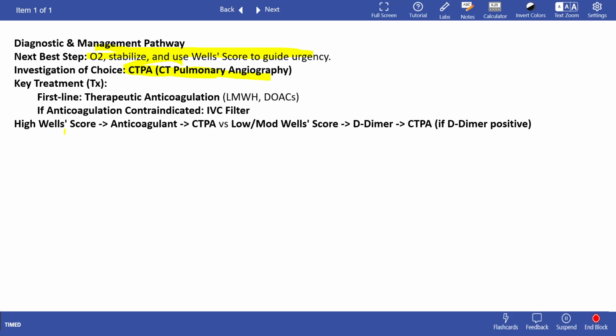I have explained it here. If it is a high Wells score, you directly go to anticoagulation and then CT. If it is a high score and the patient is unstable, you directly go towards the anticoagulation. If it is a low or moderate Wells score, you go towards the D dimer test, and then you go towards the CT pulmonary angiography if the D dimer is positive. So you have to remember this. All of this is important. This would be further discussed in the pulmonary embolism subject, but this is quite important. So remember this.